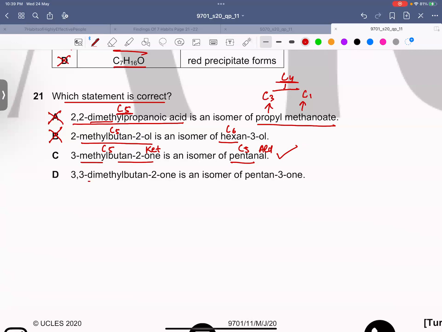Now see over here, 3,3-dimethyl, which means 2 CH3 groups, and butan-2-one. So C4 and C2 would give you 6 carbon atoms over here, and here there are 5 carbon atoms. So this goes wrong as well. So it means your C option is correct. Yes, is this clear to everyone? Yes, sir. If anyone has any doubt, do ask, please.